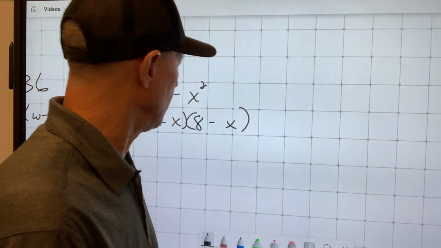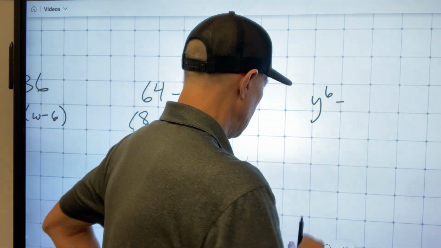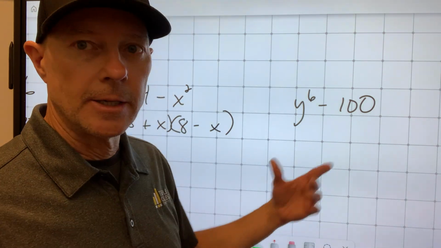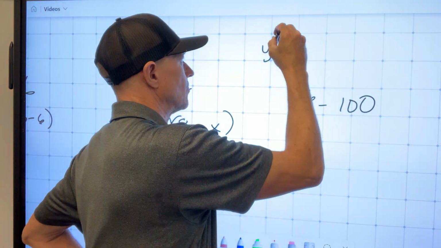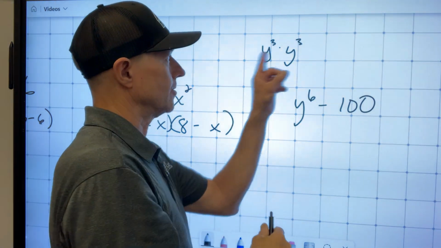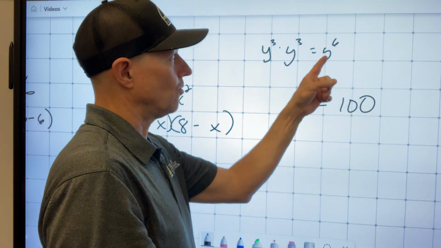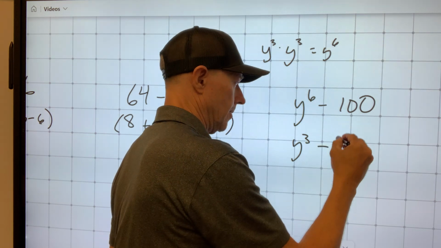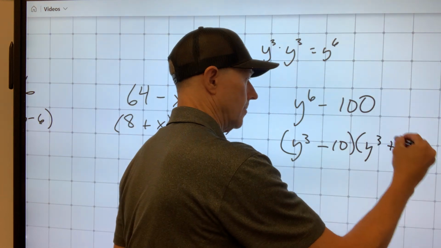What if it's not quadratic? What if it's y to the 6th minus 100? Okay, well, we can at least do the first step here using the difference of squares rule, because we know that y to the 3 is 3 y's multiplied together, and y to the 3 is 3 more y's multiplied together. So if I multiply that together, how many y's are there? There's 6 y's. So the square root of y to the 6th is y to the 3. So I can go y to the 3 minus the square root of 100, which is 10. And then y to the 3 plus 10.